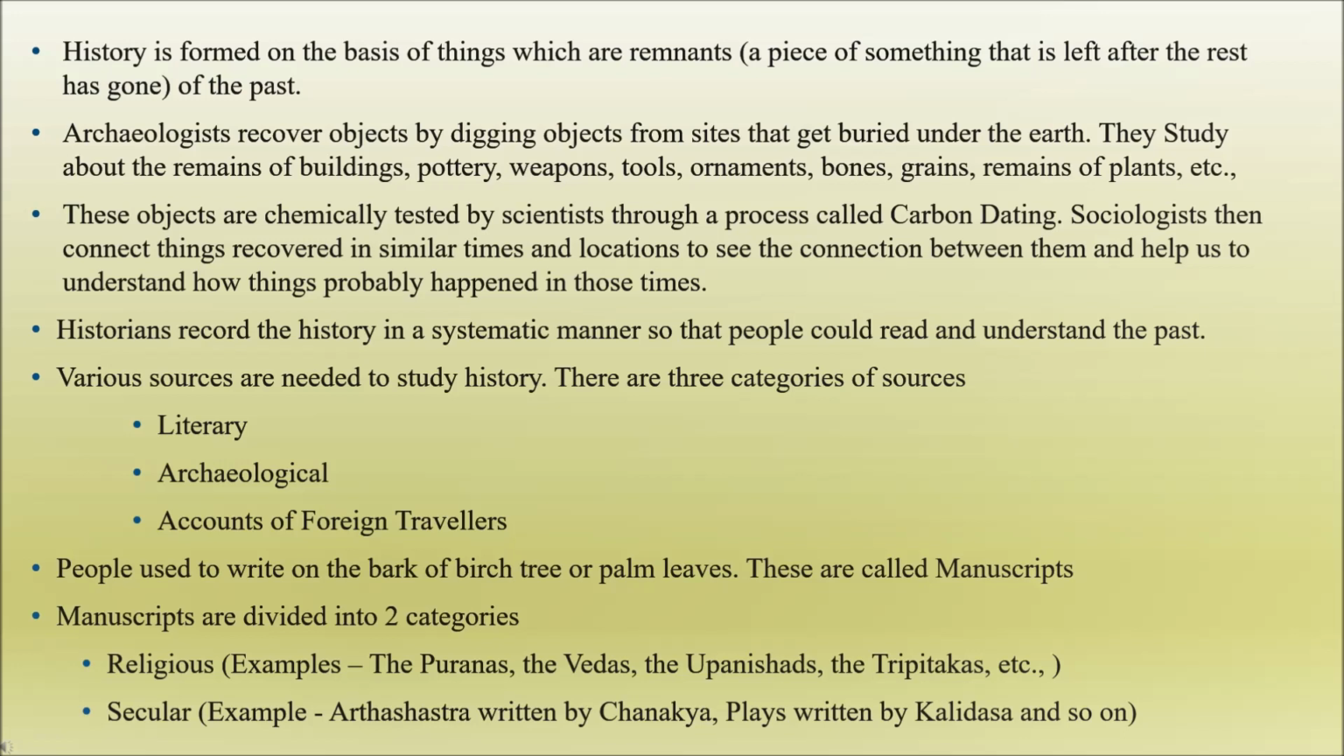In the early ages, people used to write on the bark of birch tree or palm leaves. Those things are called manuscripts. Manuscripts are divided into two categories. They are religious and secular. Example for religious literature is the Puranas, the Vedas, the Upanishads, the Tripitakas, etc. And for secular is Arthashastra written by Chanakya, plays written by Kalidasa, and so on.